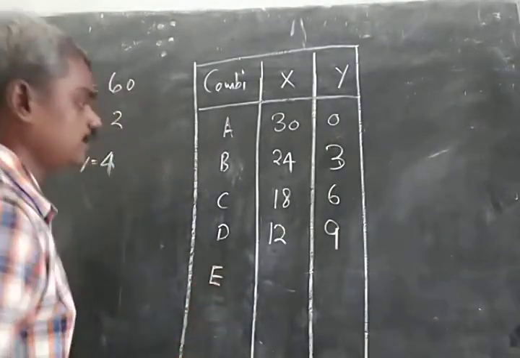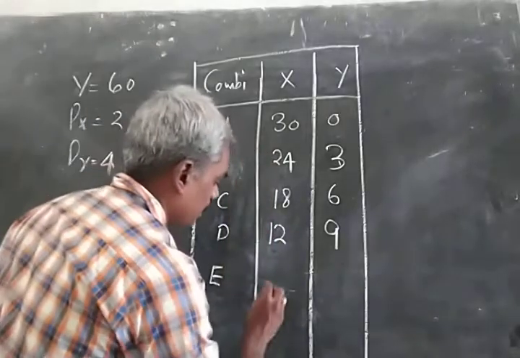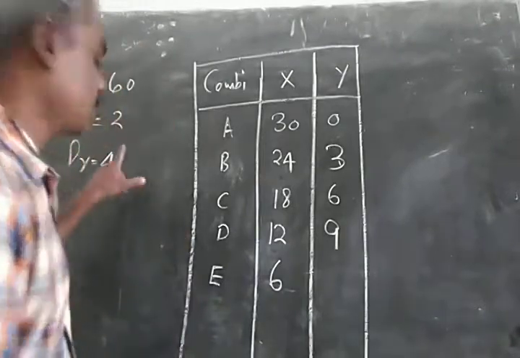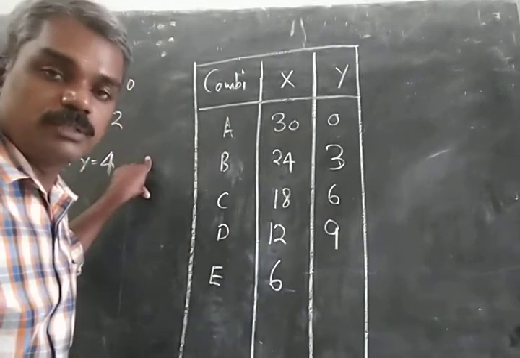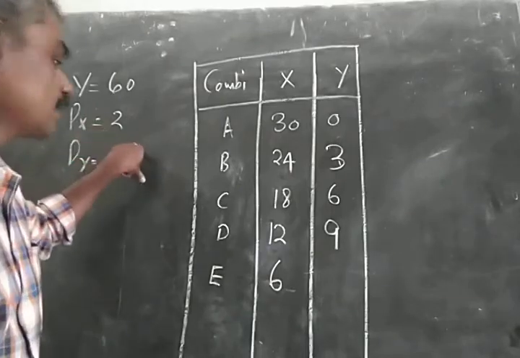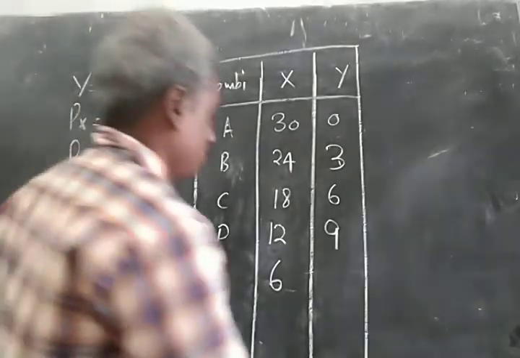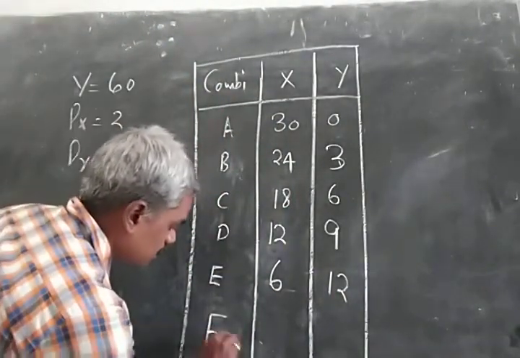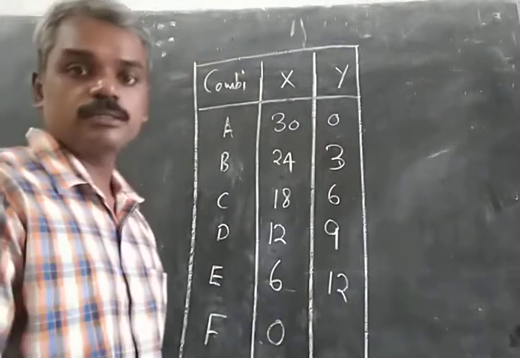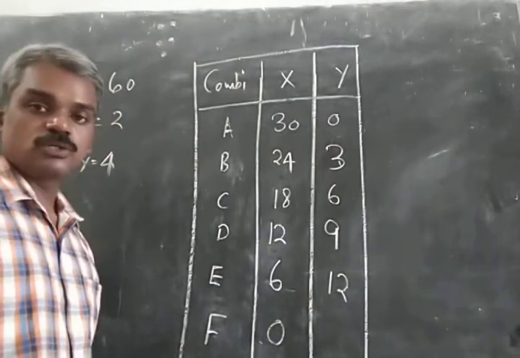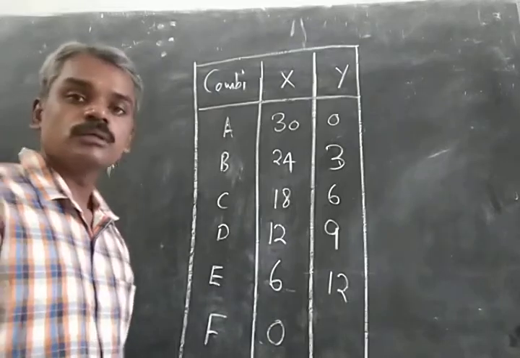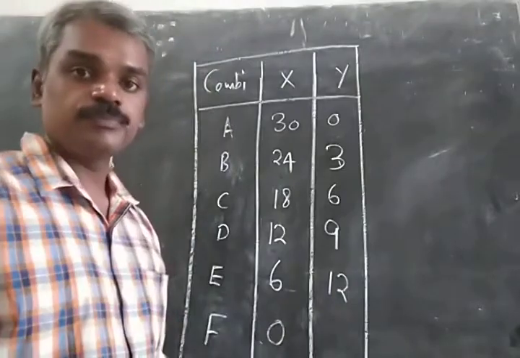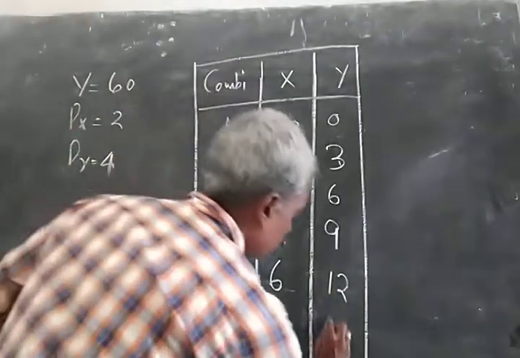And again, suppose he reduces consumption of X by another 6 units, then the total expenditure on X is 12. The balance left with the consumer is 48 rupees. By spending 48 rupees on Y, he can consume 12 units of Y. 48 by 4 is equal to 12. And again, he reduces consumption of X by another 6 units, and now total consumption of X is 0. So it means that the entire income, that is 60 rupees, is spent on consuming commodity Y. So 60 by 4 is 15 units of Y.